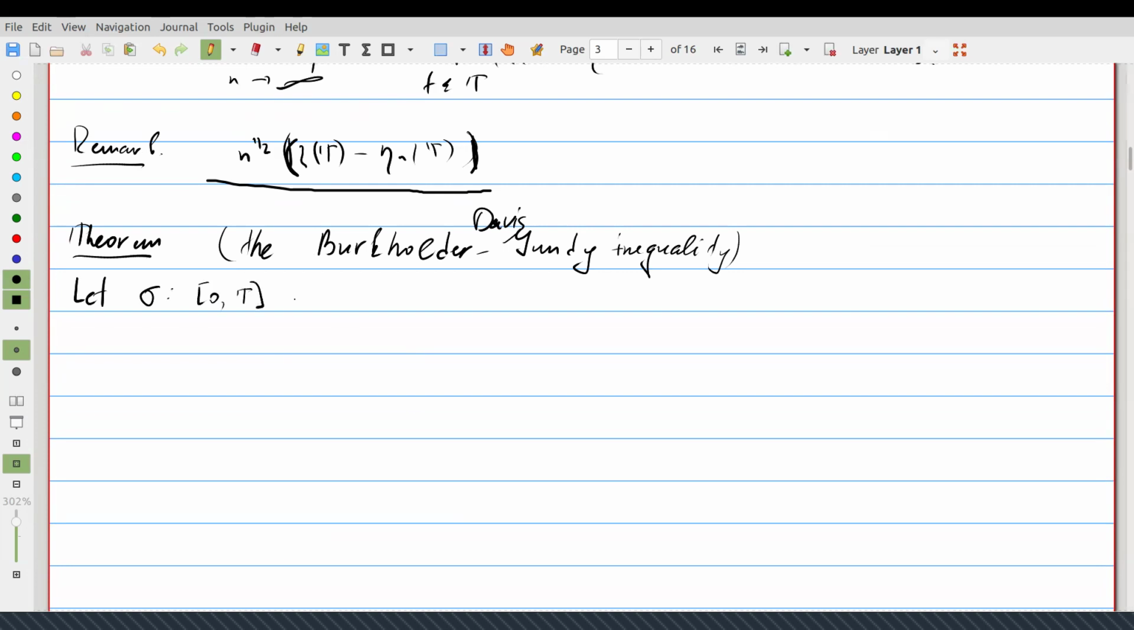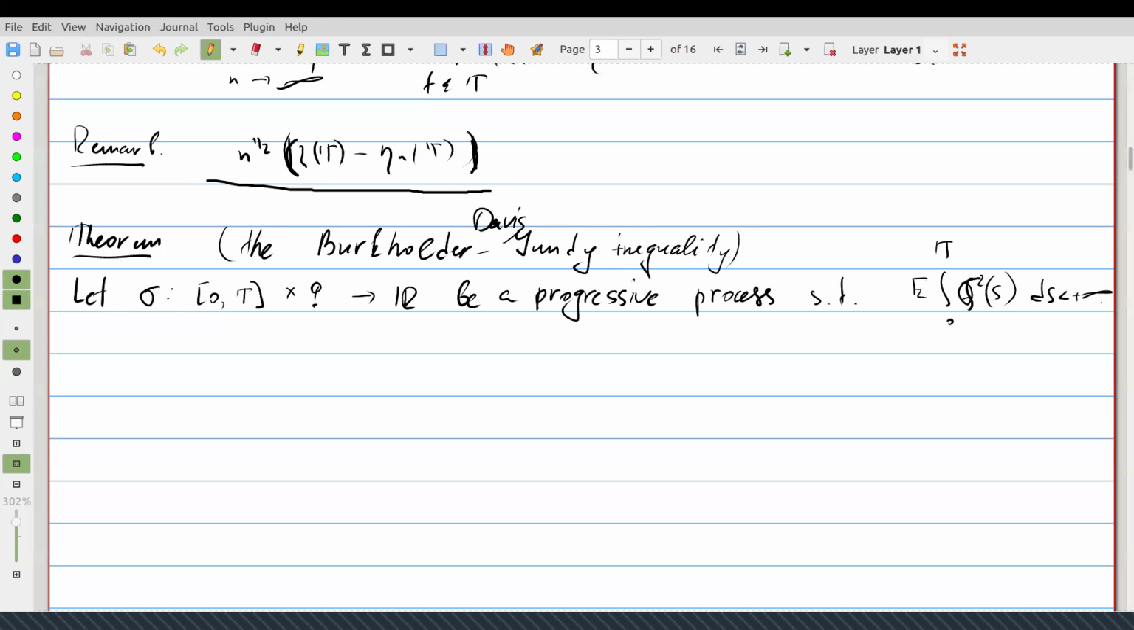It makes all arguments much shorter and nicer. So we consider a progressively measurable process such that it has a second moment. Then for any p greater than 1, there exists a constant that depends only on p.